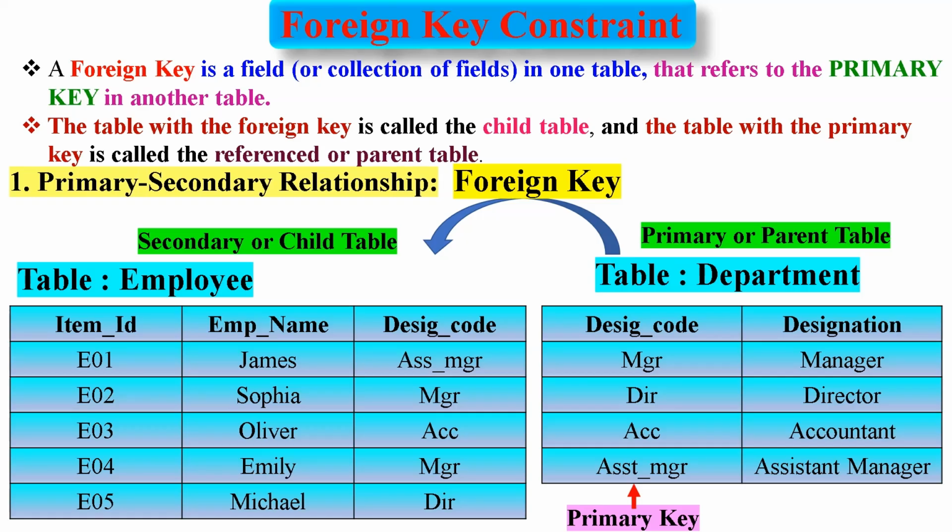Let's learn about the foreign key. A foreign key is a field, or collection of fields, in one table that refers to the primary key in another table. The table with the foreign key is called the child table, and the table with the primary key is called the referenced or parent table.